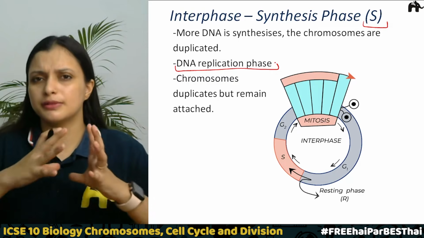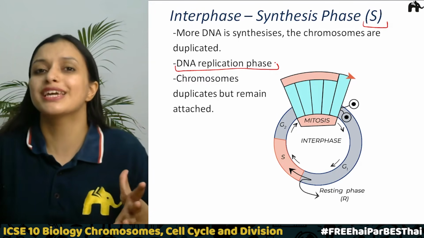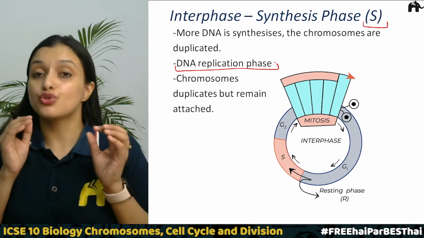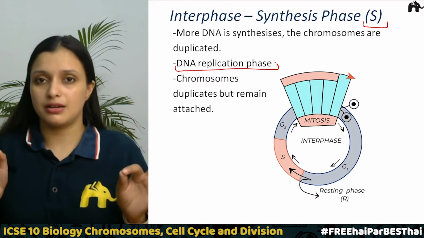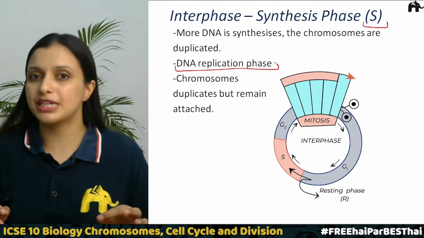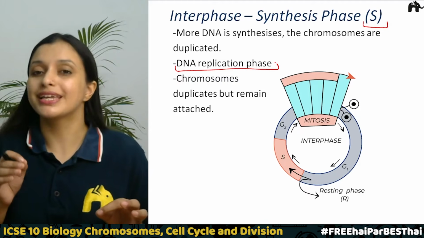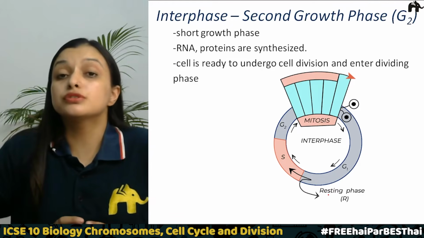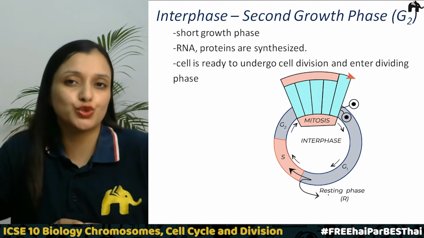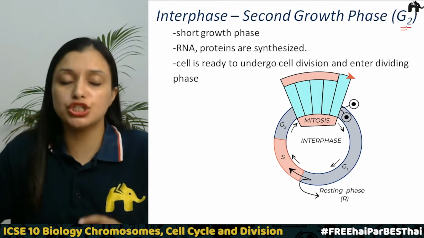So this is how the chromosome is also getting duplicated, but it still remains attached. These segregated chromosomes we cannot see in this phase. So during which phase does DNA replication happen? It happens during the S phase. Coming on to the next phase, that is the second growth phase, which is also called the G2 phase.